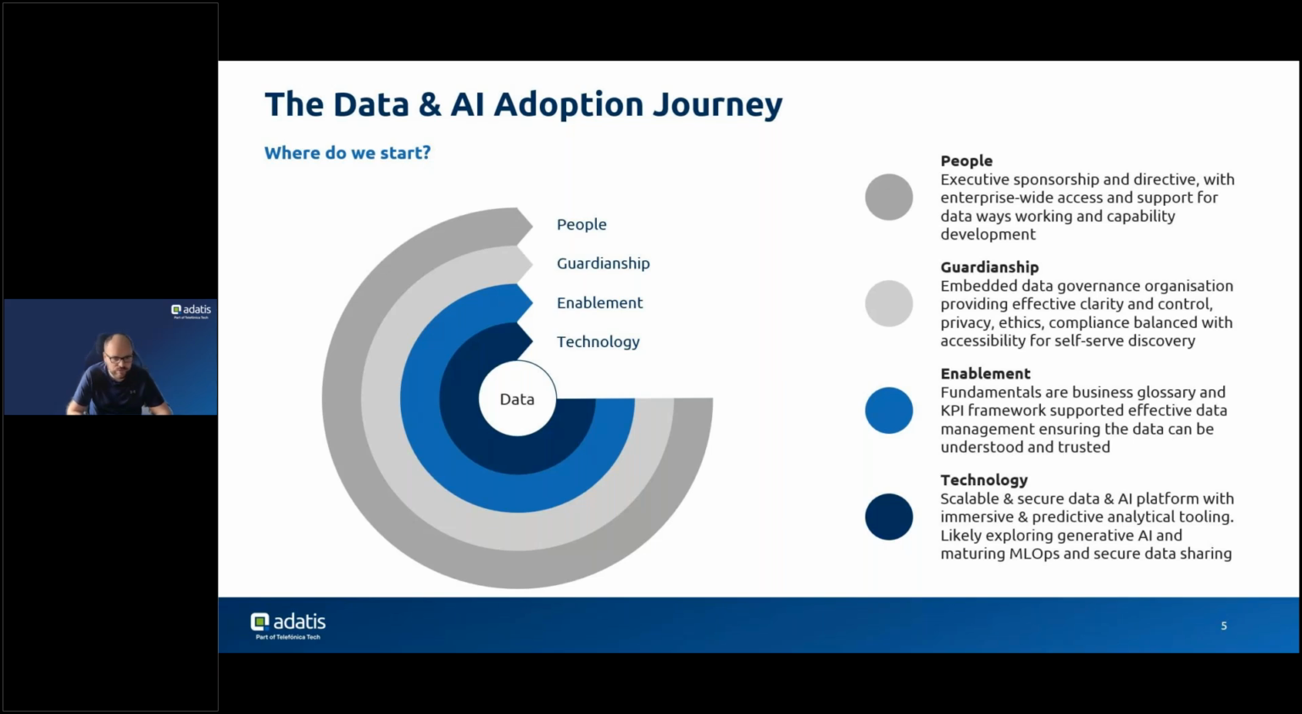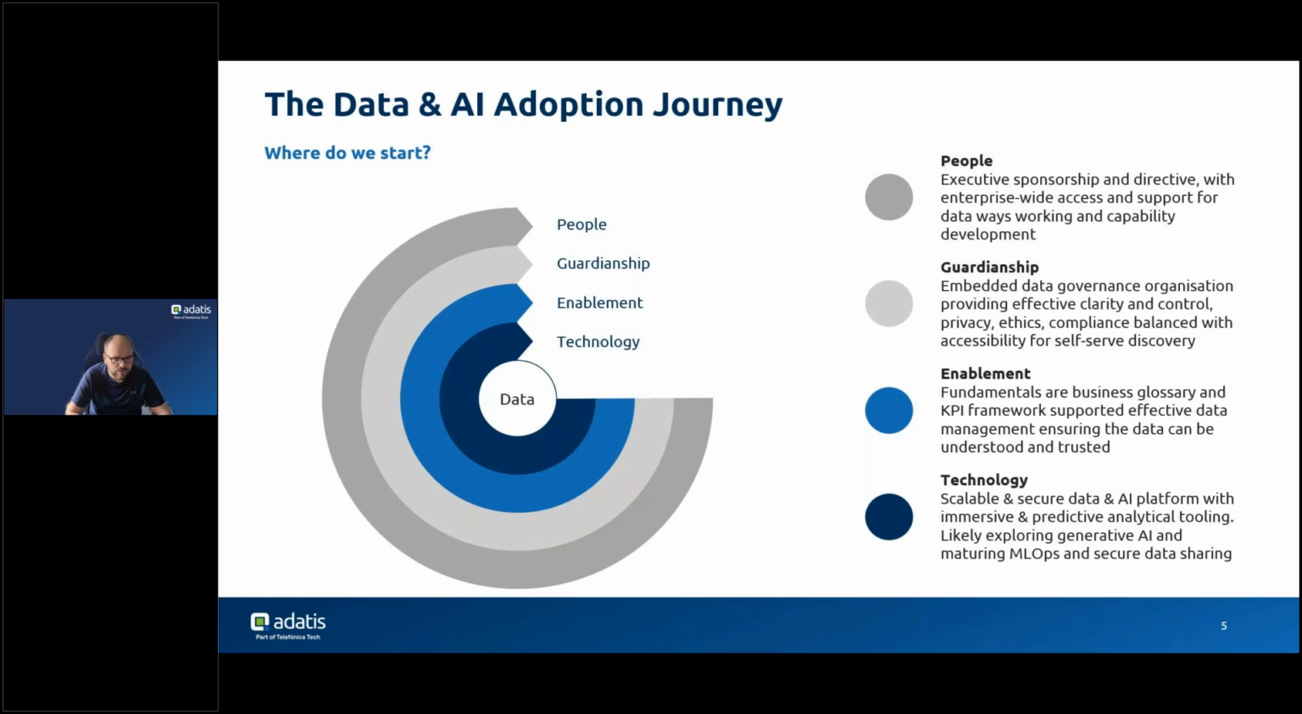We need to make sure that we've got a scalable and secure platform where we can start to ingest data, do some transformation on it, and deliver that curated data to the business so they can start to deliver value from it. But on top of that, we need the right enablement in place. So making sure that we've got things like a business glossary so people understand what data is in the platform, and that people actually have the tools to start exploiting and using that data to make decisions.